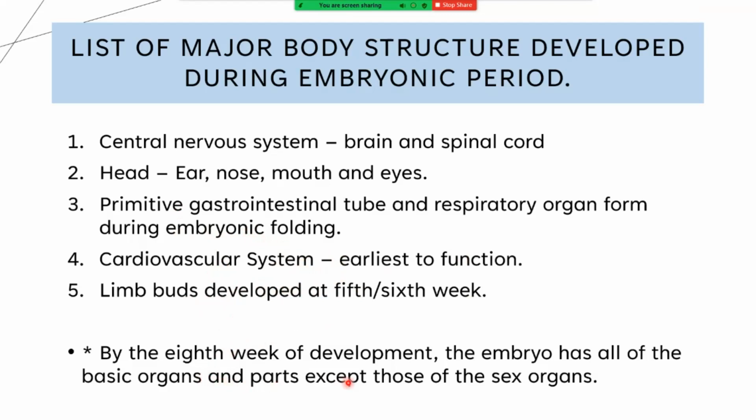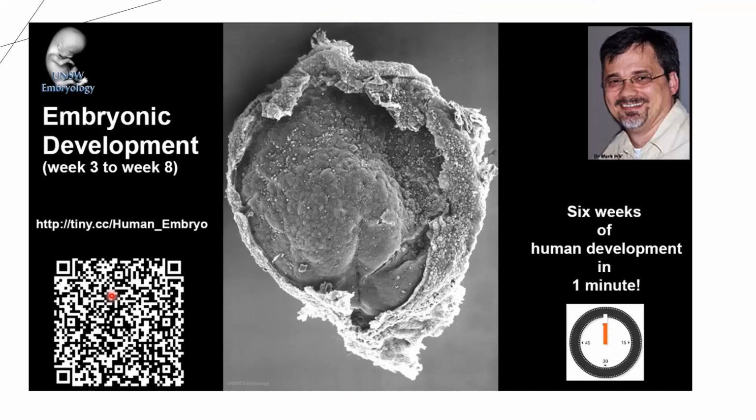By the 8th week of development, the embryo has all the basic organs and parts except those of the sex organs, which develop somewhat later than 8 weeks, up until 12 weeks. Okay, I think that's all. Again, this is actually another video for you to watch: 6 weeks of human development in 1 minute. So, no worries, I will touch on it later.